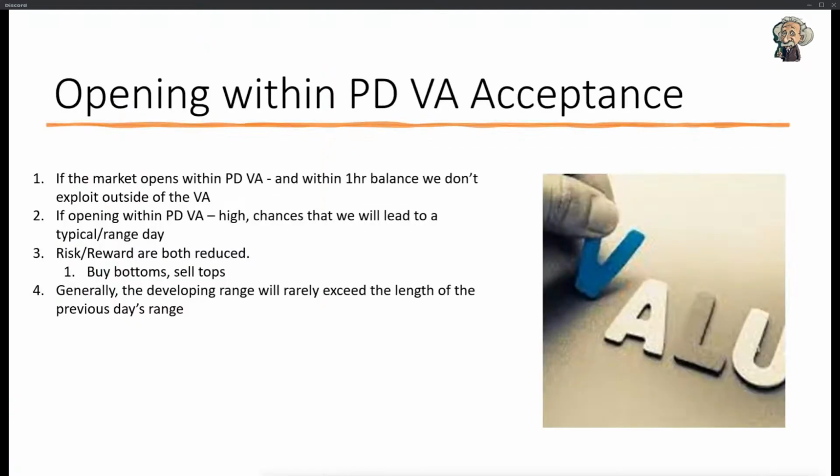The first one is opening within the previous day value area. That means you're accepting it. So if the market opens within the value area, within 1 hour balance, we don't exploit outside of the VA. Now you can think about the type of day we have. What type of day would we have if this happens?